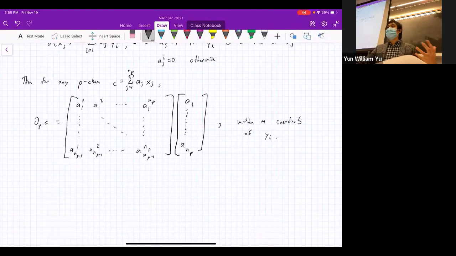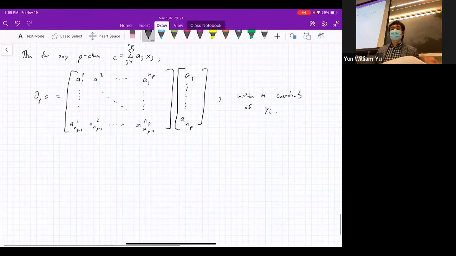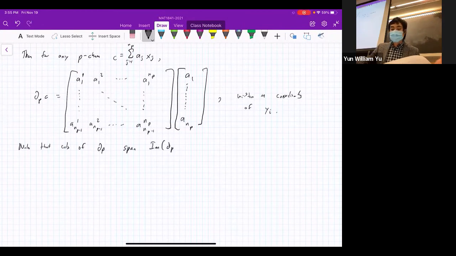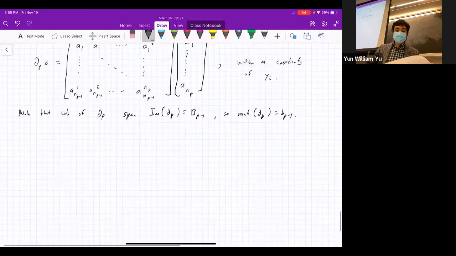Well, it's a little bit more complicated to look at the rank of this matrix than it was in standard linear algebra over R or C because we're in a different field here. And so we're going to use a slight generalization of row echelon form. Note first that the columns of this, I'm going to call this d_p now a matrix, so of course we've now identified it as a matrix. The columns span the image of d_p as a usual column span, which is equal to b_{p-1}. So the rank of d_p is equal to b_{p-1}. So all we need to do is compute the rank of this thing.